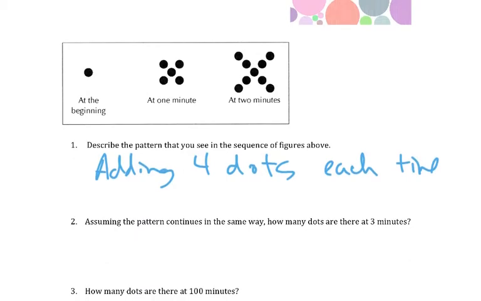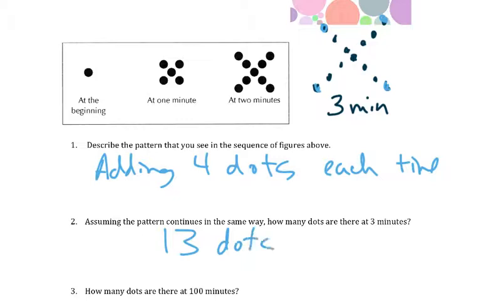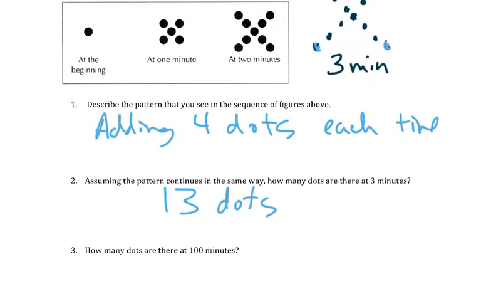So it says, assuming the pattern continues in the same way, how many dots are there in 3 minutes? Well, 3 minutes would look like this, right? We kind of saw it in those examples that I showed you on the other page. But we'd add a dot to each of these arms, right? This one right here, here, here, here. So how many dots would there be? Well, we can count them once we complete the pattern. We got 1, 2, 3, 4, 5, 6, 7, 8, 9, 10, 11, 12, 13. So 13 dots.